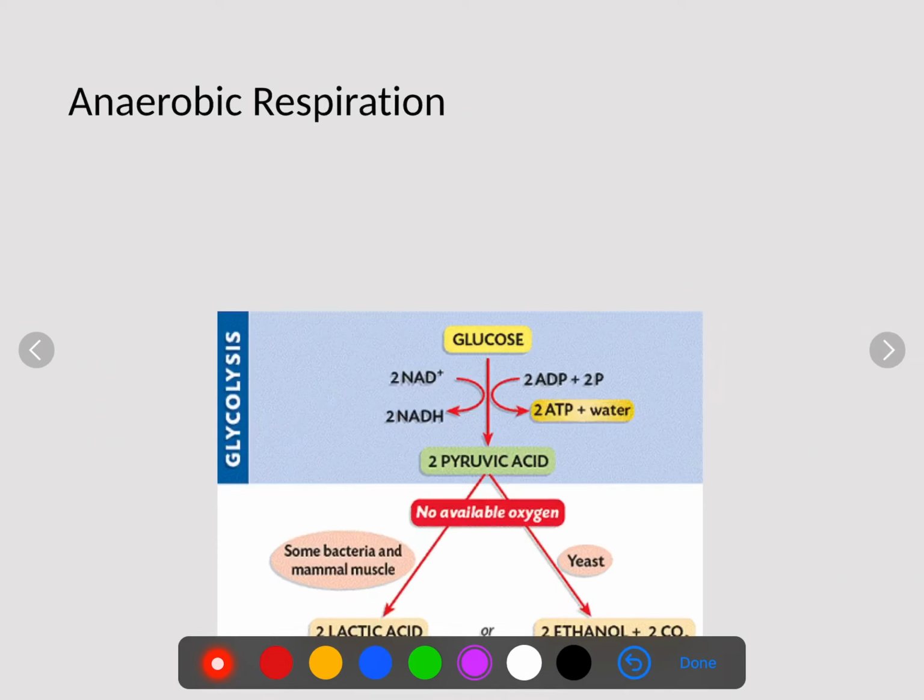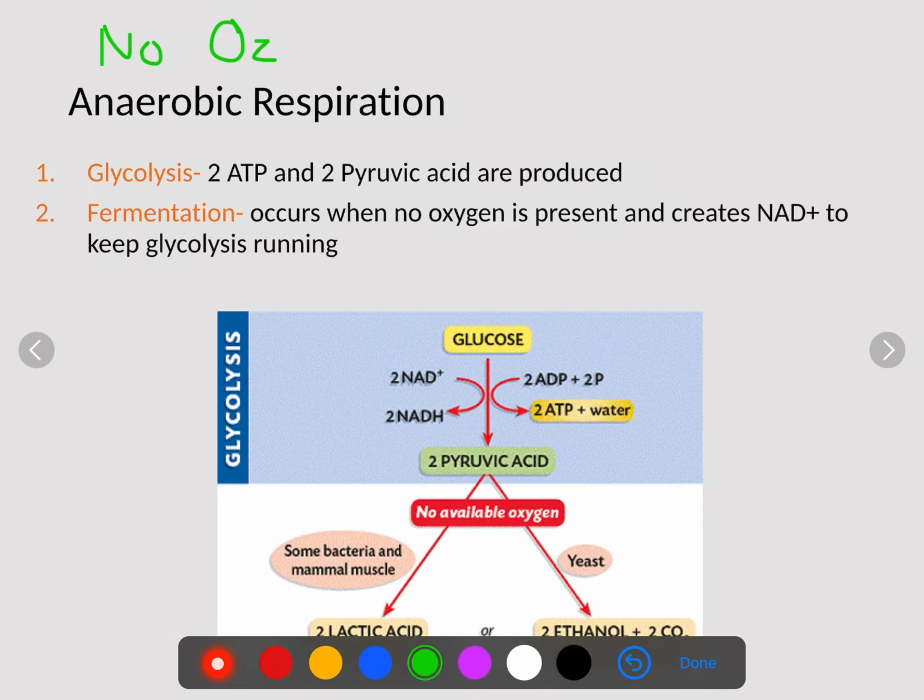Now, anaerobic respiration, again, remember, is when no oxygen is present. So this is when you're working out extremely hard and you're using all the oxygen in your body. Now, again, in this process, we're going only through 2 steps. Again, this is more primitive. This is probably what prokaryotes did first in order to create their ATP.